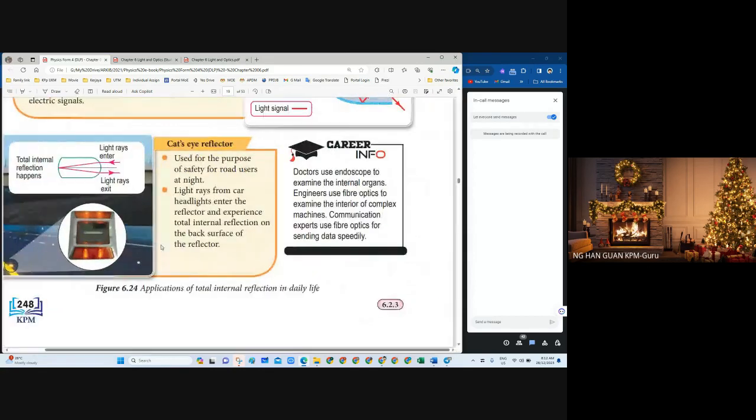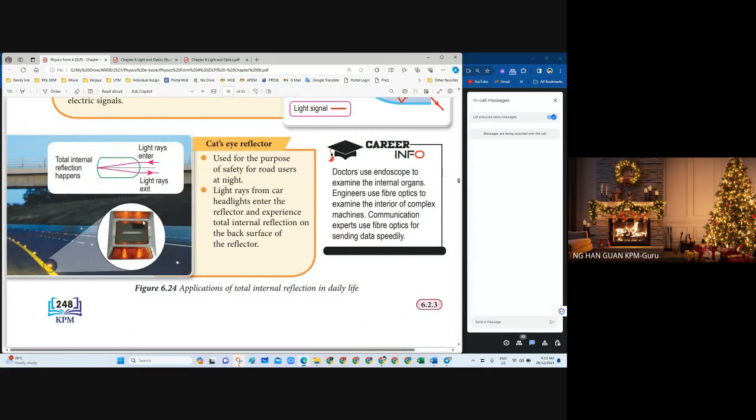Okay, and then the cat eyes. The cat eyes are reflectors on the roads, so that when a car is coming, the headlights of the car enter the cat eyes reflector. Inside there is a small glass prism, so it will deflect the light.